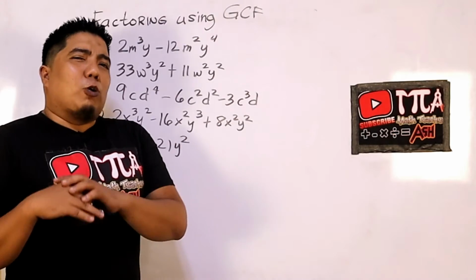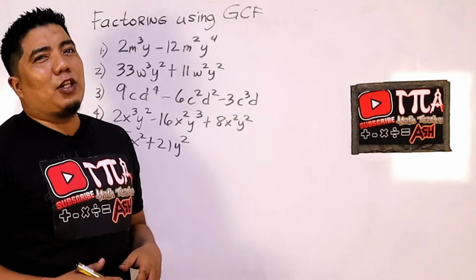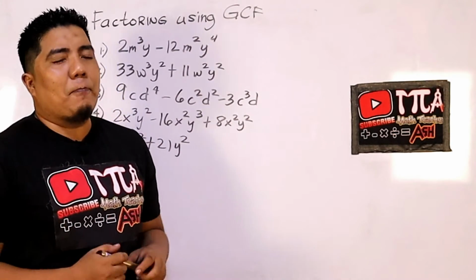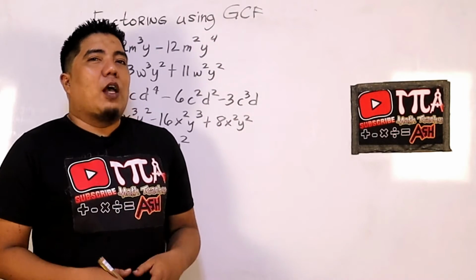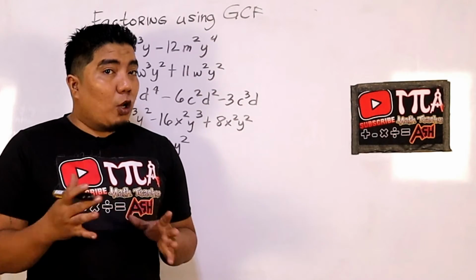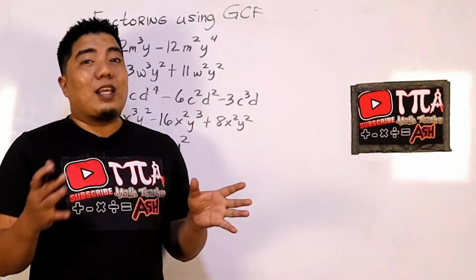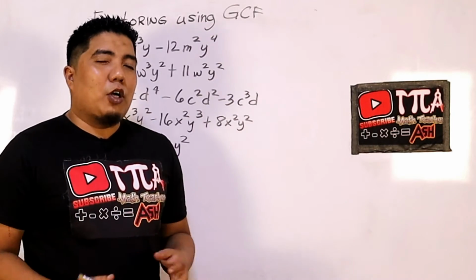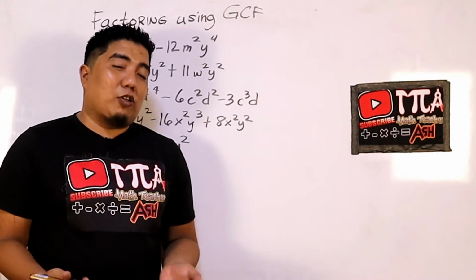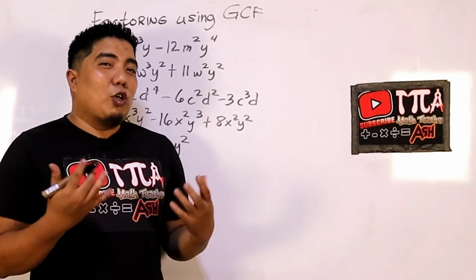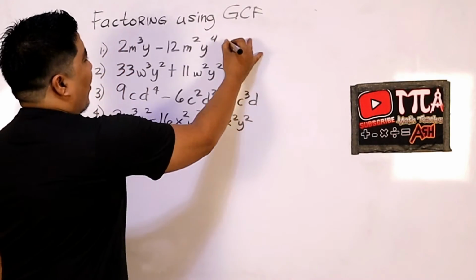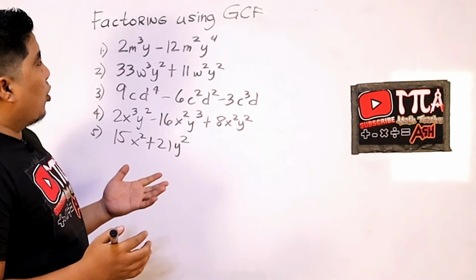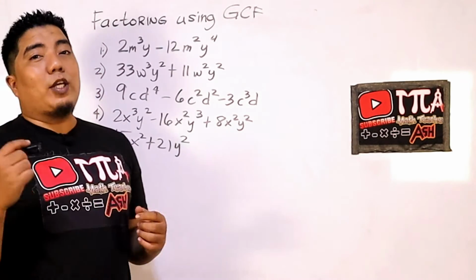Okay, now, to use the greatest common factor, my dear math learners, these are the things you need to consider. In terms of variables, you will get the common variable and the lowest exponent among the given terms. In terms of number, you will get the greatest common factor. You can use the prime factorization to do so. Okay, let's start. For our first given, 2m cubed y minus 12m squared y to the fourth.